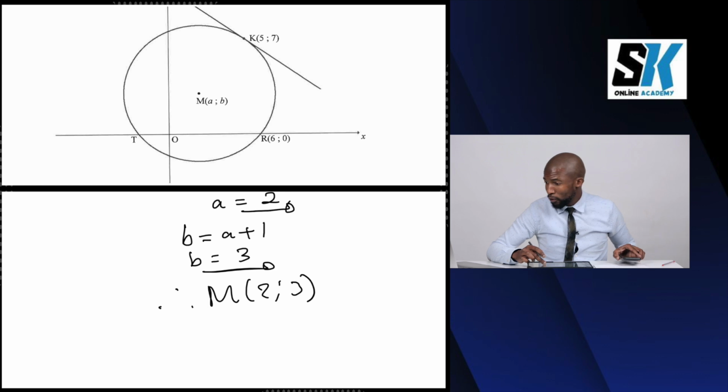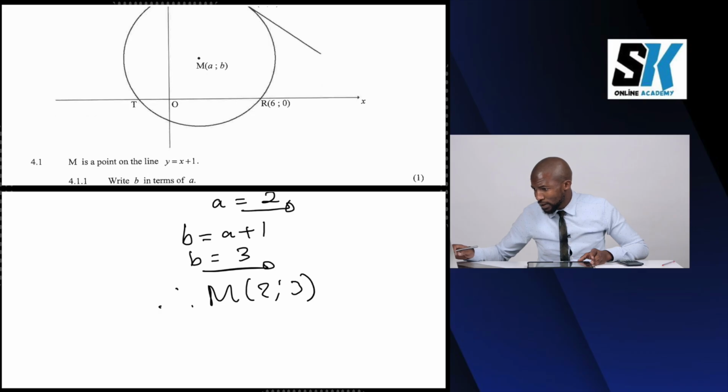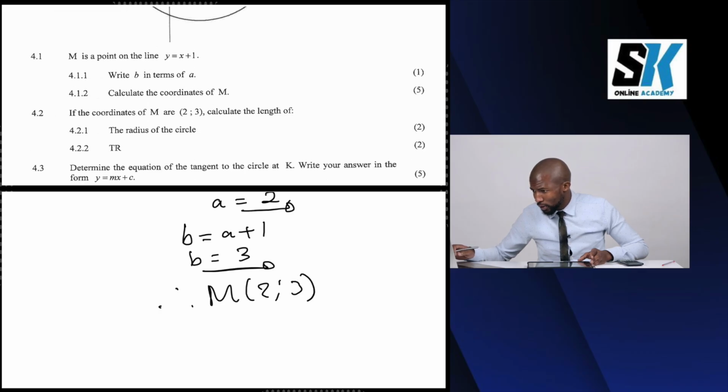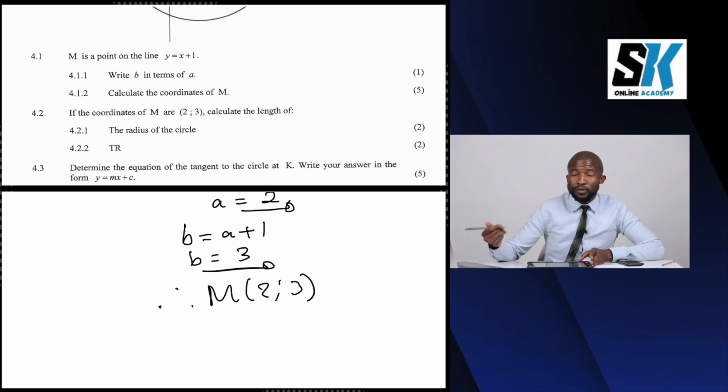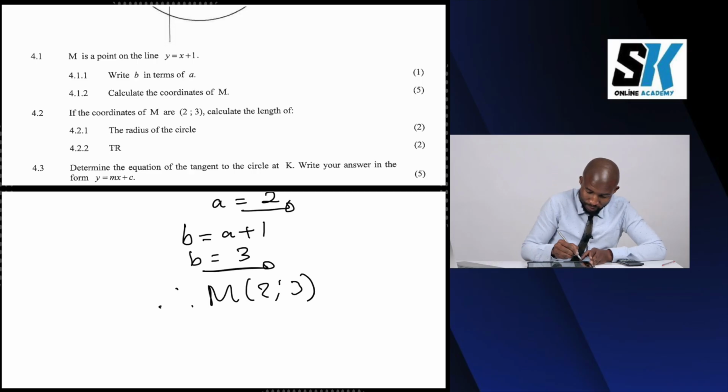And then we move on to 4.2. So 4.2 says, I'm just going to scroll a bit. If the coordinates of M are (2, 3), calculate the length of the radius. So meaning that even if you didn't get that question, you were still going to use (2, 3) to find 4.2 as your answer.